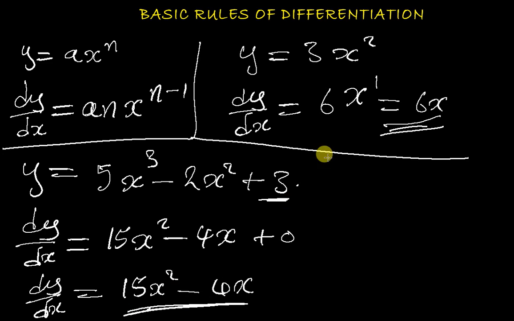So this is how you apply the power rule. The derivative of any constant, the derivative of k, is simply just 0. The derivative of any number that is just a constant is simply just 0. Okay.